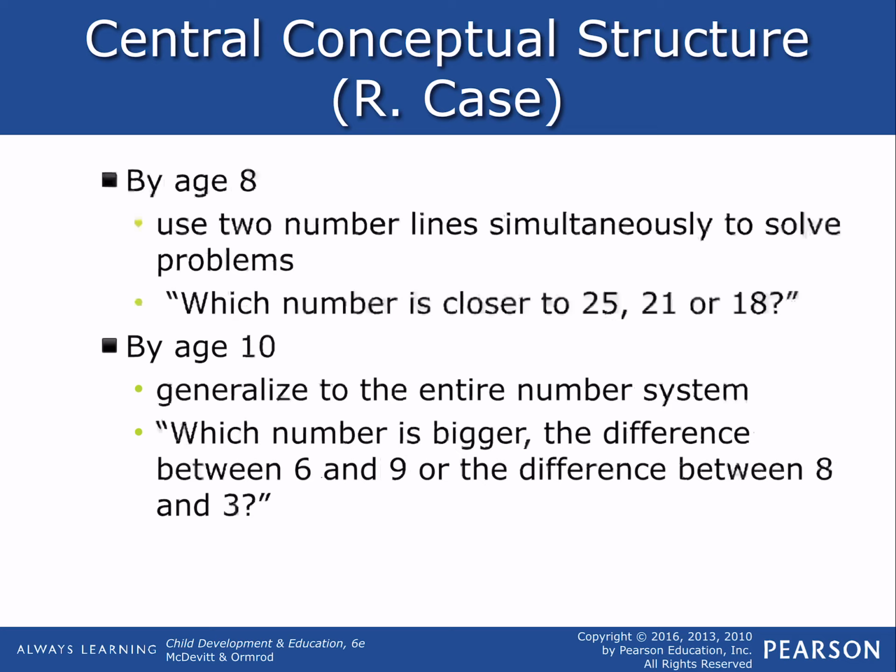So you see what has to happen in that example. The difference between 6 and 9 is a calculation that you have to do mentally in your head. Then you do a separate one, and remember the first one, and then figure out the difference between 8 and 3, and then compare the results of those 2 computations. By age 10, that's what they've been able to do.